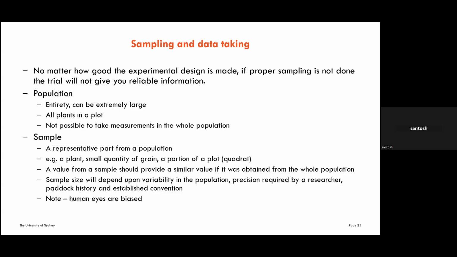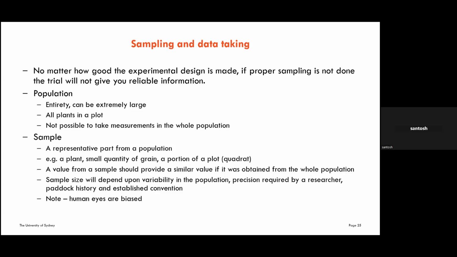They just throw it in the plot, and wherever it lands in the plot, they take the measurement in that area. So that is less bias. Yeah. And sometimes when you use the human eye to pick the plants, you are always biased, because human eyes are biased.